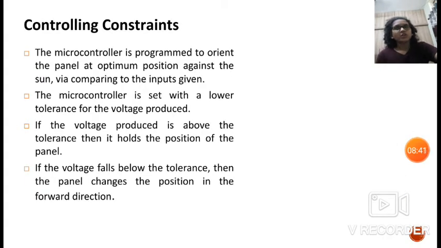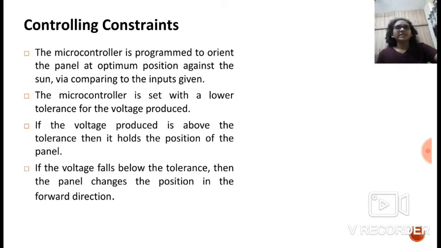Now let us know what some controlling constraints are. The microcontroller is programmed to orient the panel at the optimum position against the sun by comparing the units of the given data. The microcontroller is set with a lower tolerance of voltage produced. If the voltage produced is above the tolerance, then it holds the position of the panel. If the voltage falls below the tolerance, then the panel changes its position in the forward direction.